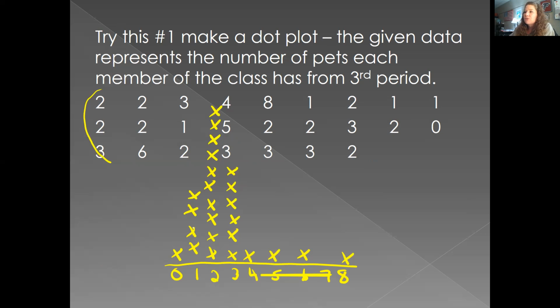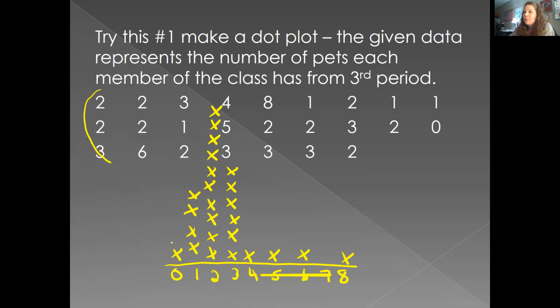So hopefully you have 1, 2, 3, 4, 5, 6, 7, 8, 9, 10, 11, 12, 13, 14, 15, 16, 17, 18, 19, 20, 21, 22, 23, 24, 25. So basically this represents 25 people. So one person has 8 pets.